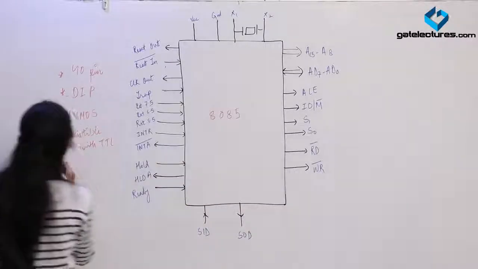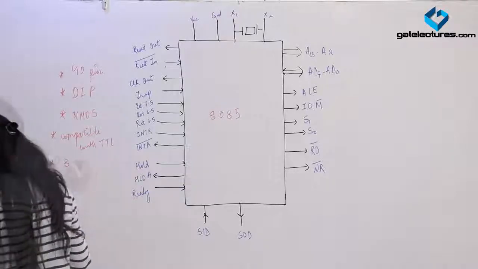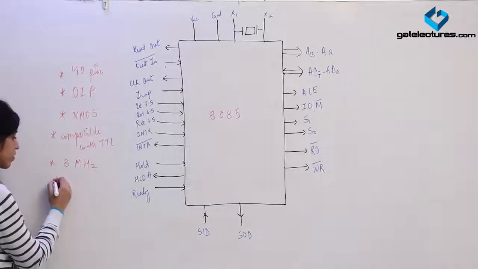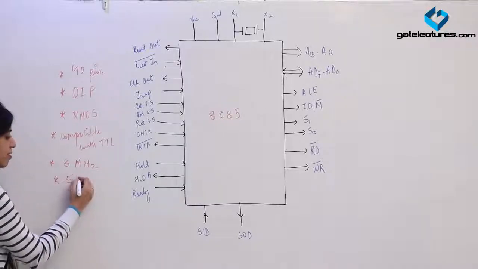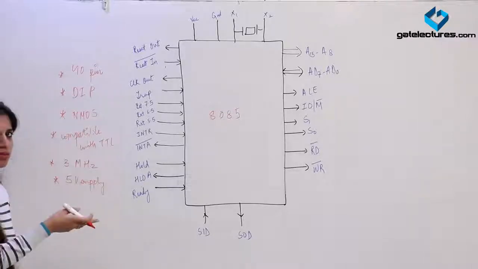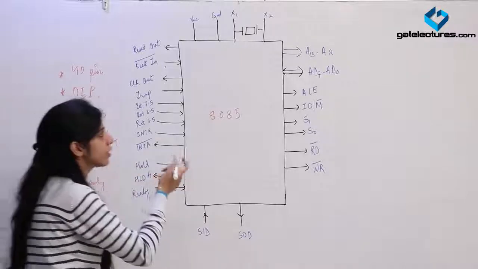Okay, one more thing. We are using a 3 megahertz clock, that is operating frequency of the microprocessor is 3 megahertz. 5 volt supply. So, these are some basics about the 8085 microprocessor. Now, just look at the pins.